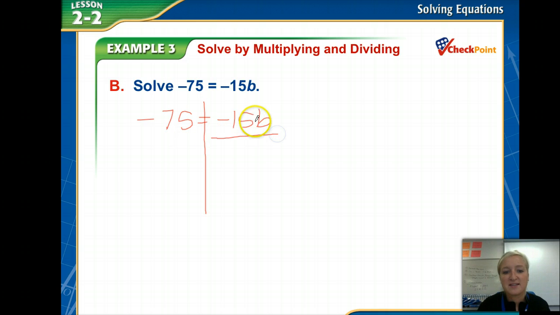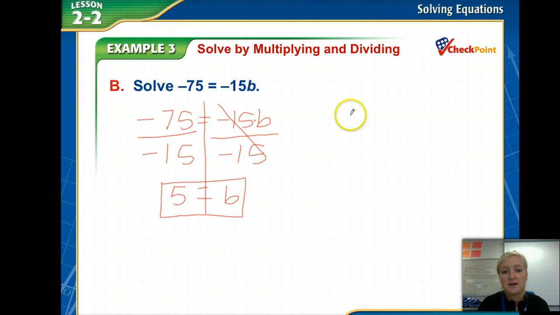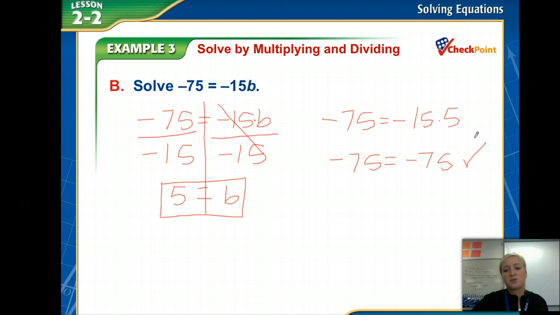I'm going to divide because it's multiplication. I'm going to divide to undo it and divide both sides by negative 15. These cancel out. I'm left with b on this side, and a negative divided by a negative equals a positive. 15, 30, 45, 60, 75. I get 5 for an answer. So let's go over here and quickly check. Does negative 75 equal negative 15 times positive 5? And yes, it changes my answer to a negative. So that is what the correct answer is. Hopefully you got the same thing.